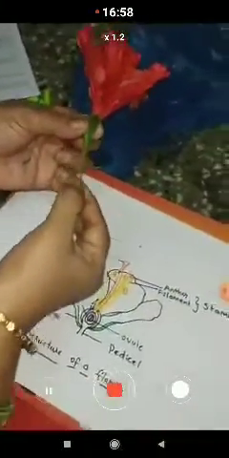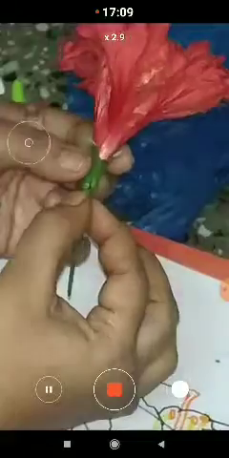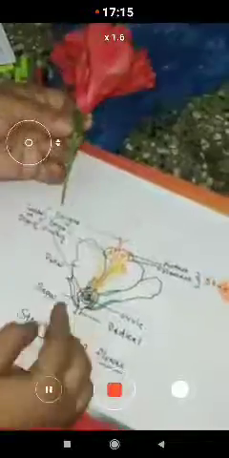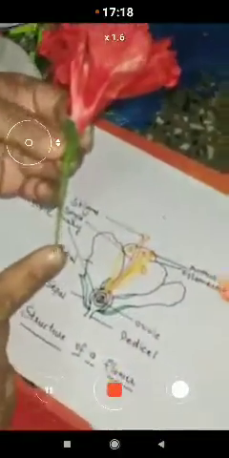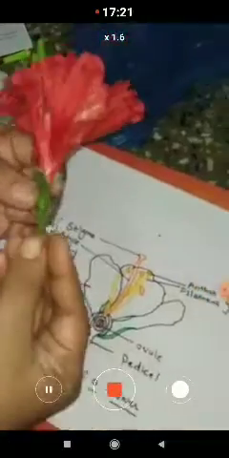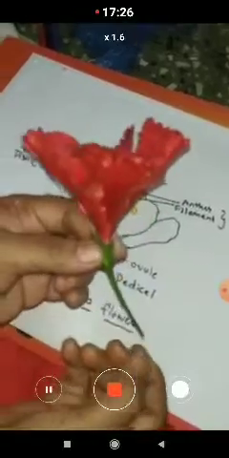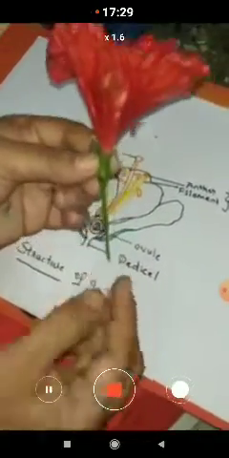Now here you can observe, this is the hibiscus flower. When we see the hibiscus flower, here you can observe the small stalk that is attached to this single flower. What is the function of this stalk or pedicel? It helps to support the flower and put it in position.